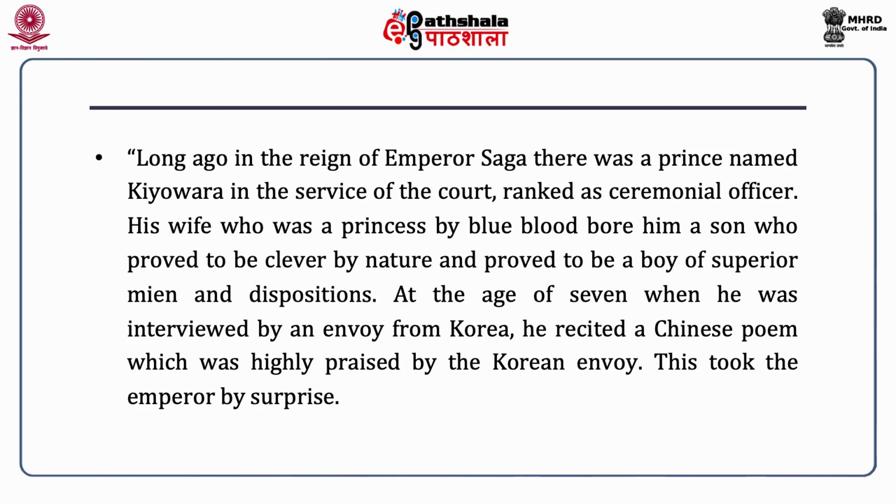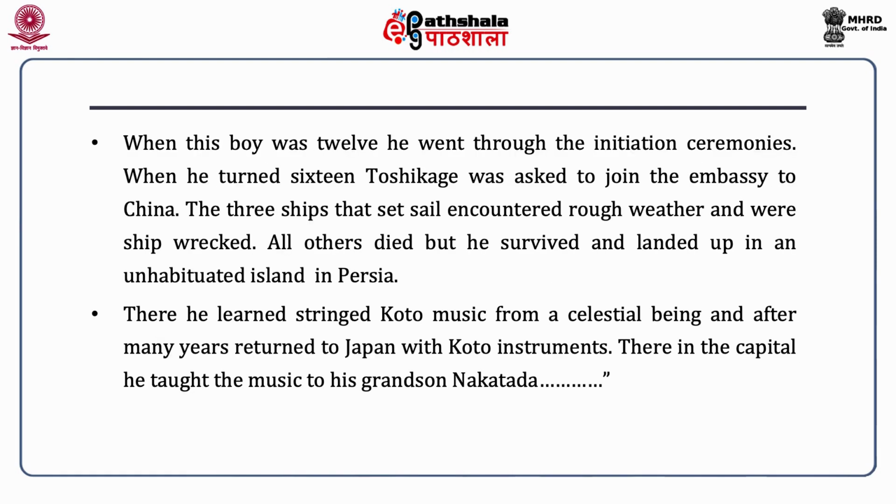Long ago, in the reign of Emperor Saga, there was a prince named Kiyohara in the service of the court. He was a ceremonial officer. His wife, who was a princess by blue blood, bore him a son who proved to be a clever boy by nature and a boy of superior dispositions. At the age of 7, when the boy was interviewed by an envoy of Korea, he recited a Chinese poem and it was highly praised by the Korean delegate. This took the emperor by surprise.